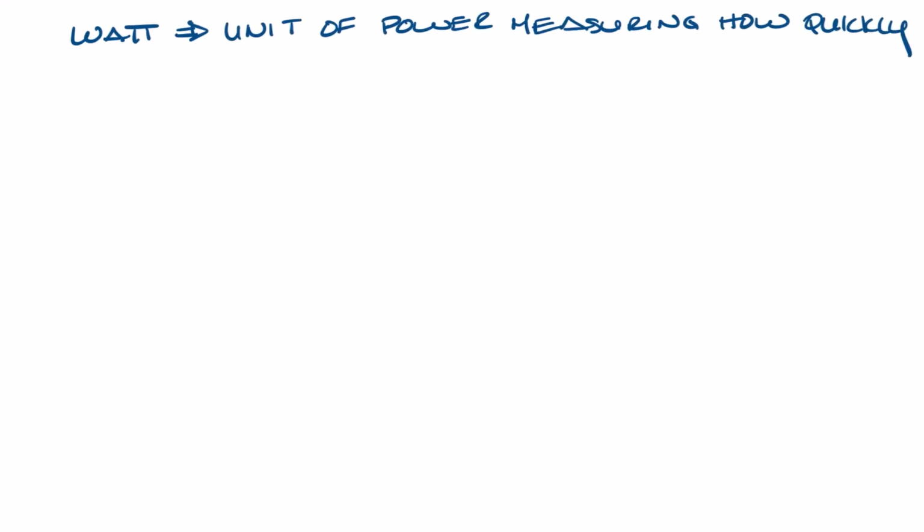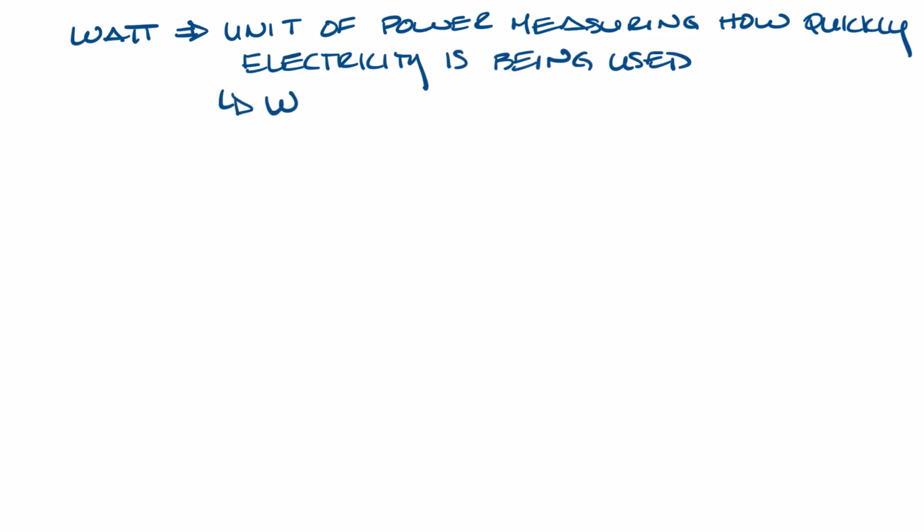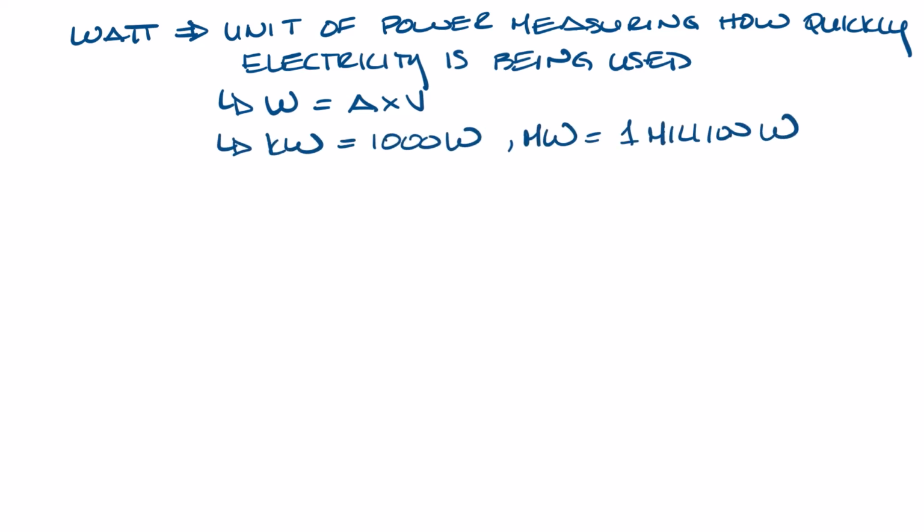Let's move up to the top and talk about watts, kilowatts, and kilowatt hours. So first of all, what is a watt? A watt is a unit of power that measures how quickly electricity is being used at a given moment, and it's shown as W. Watts is equal to amps times volts. A kilowatt is 1,000 watts, and a megawatt is 1,000,000 watts.